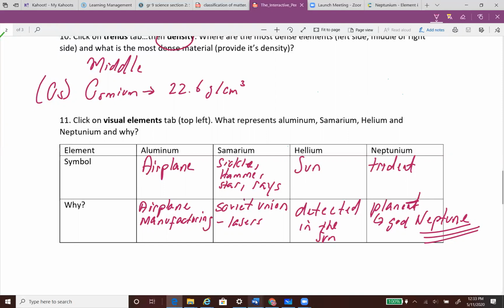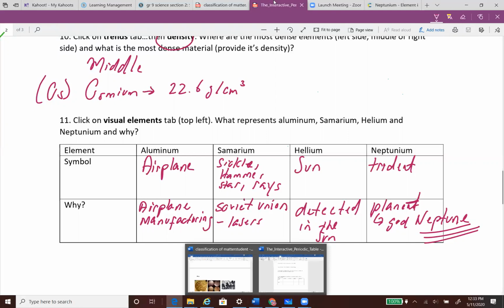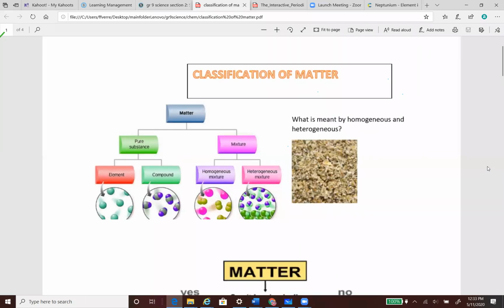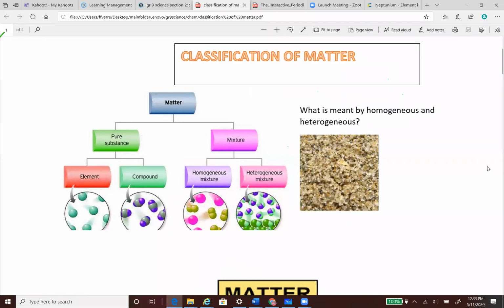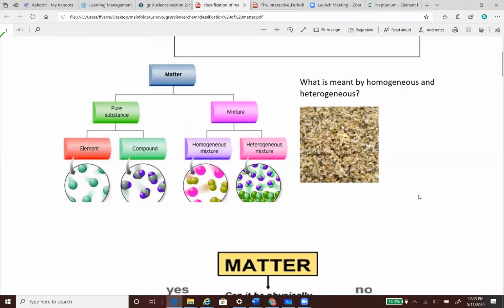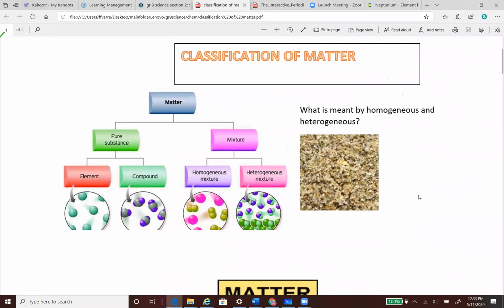Because then what we're going to do is turn our attention to this sheet, which is called classification of matter. Again, we're going to do this together, so you can just follow along, and then I will simply post this. Okay. So we're going to look at how matter is classified.